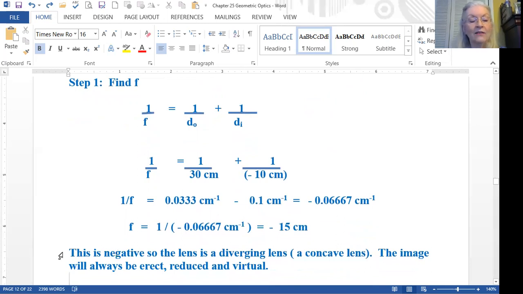It is a negative focal length, and that tells us that we have a diverging lens, which is a concave lens. We know that concave lenses have erect, reduced, and virtual images, and that's the only kind of image you can have. So I know it's going to be erect, reduced, and virtual.